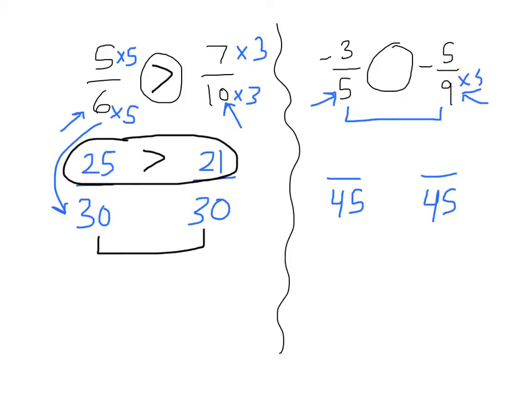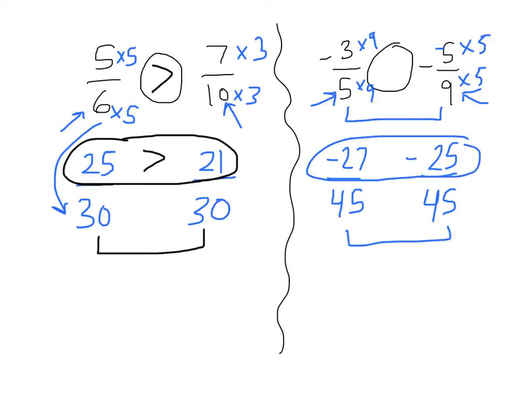Nine times 5 is 45, so I have to do the same thing to the top. So I'm looking at -5 times 5, or -25/45. On the other side, 5 times 9 gave me 45, so I have to do the same thing to the top. -3 times 9 is -27. So now I'm comparing two numbers with the same denominator. I'm looking at the numerators. Which one is greater, -27 or -25? Well, the one closer to 0 is greater. The one further to the left of 0 is smaller. So -27 is less than -25. So -3/5 is less than -5/9.